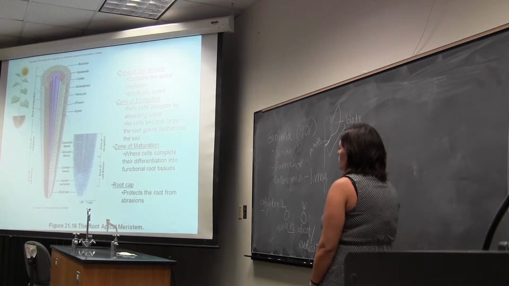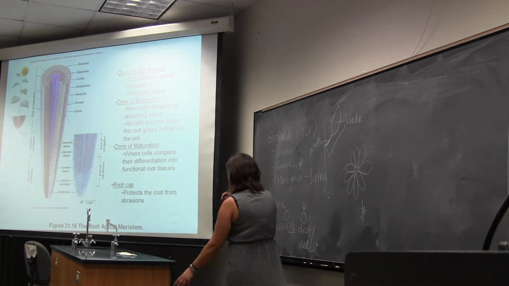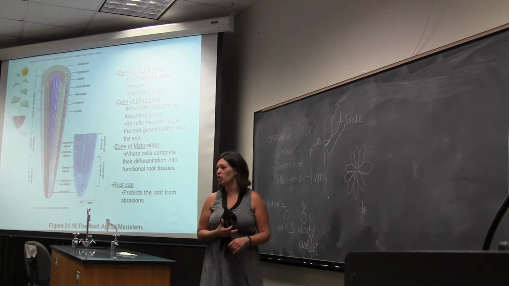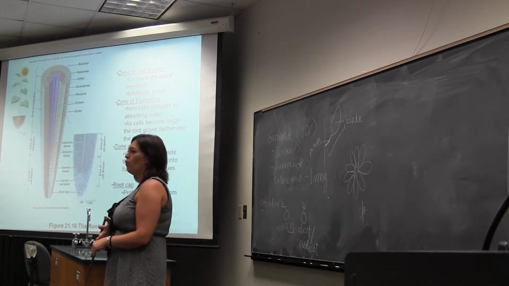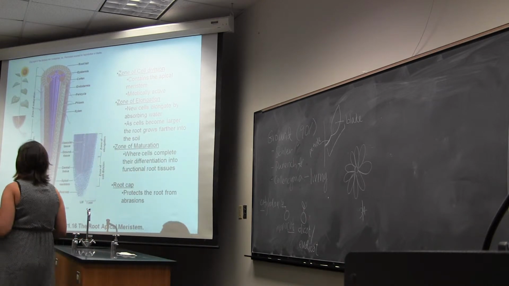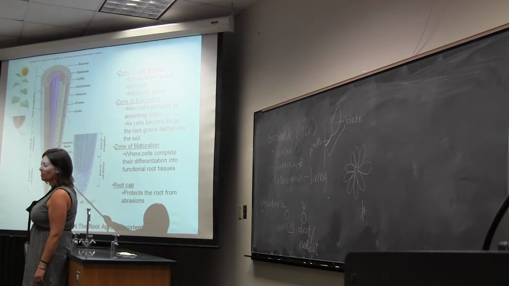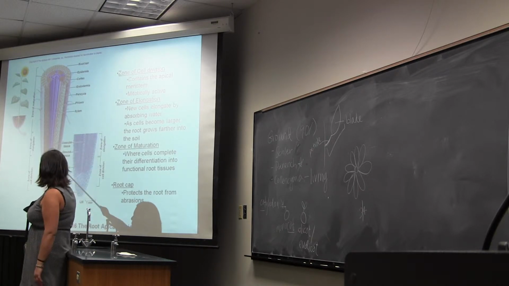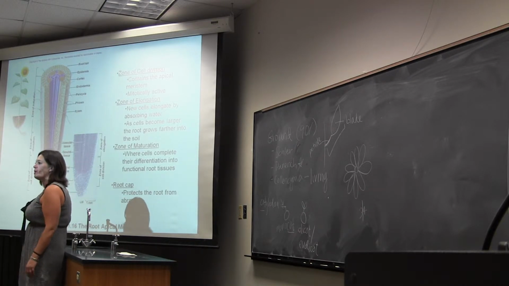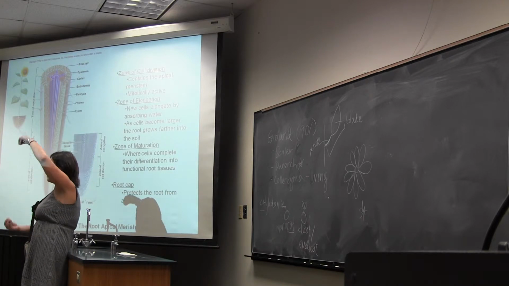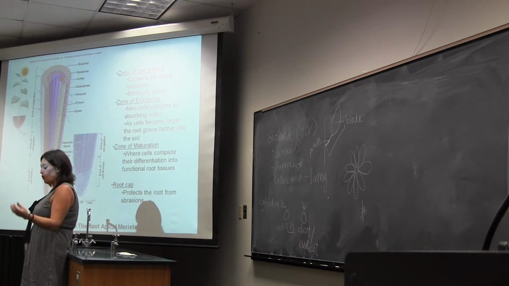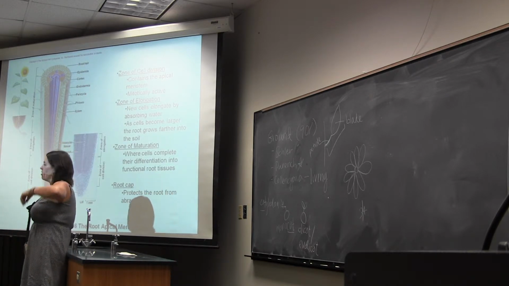The first zone is going to be called the zone of cell division. So I'll give you one guess on what's happening in the zone of cell division. Cell division is happening in the zone of cell division. And so this is part of that apical meristem. Remember we said the apical meristem helps the plant grow up and down. And so you have them on the roots, and then you have them on the top part of the plant.